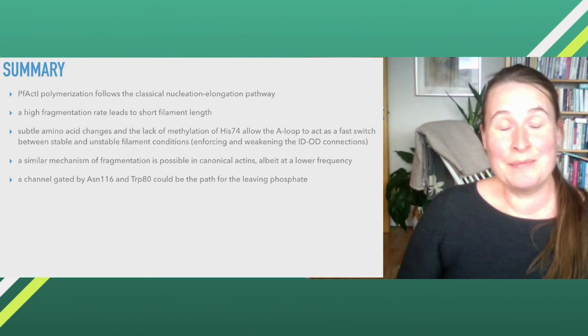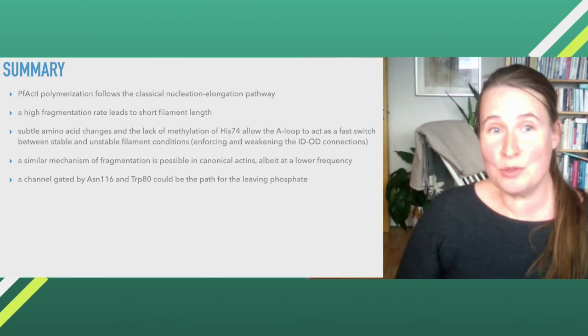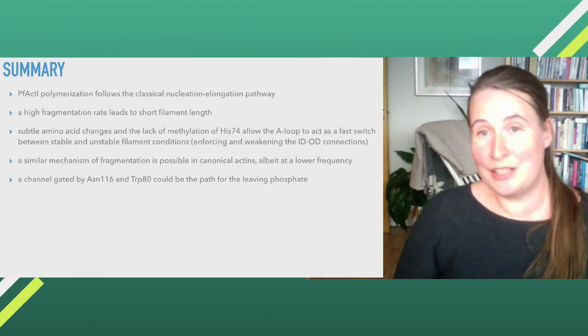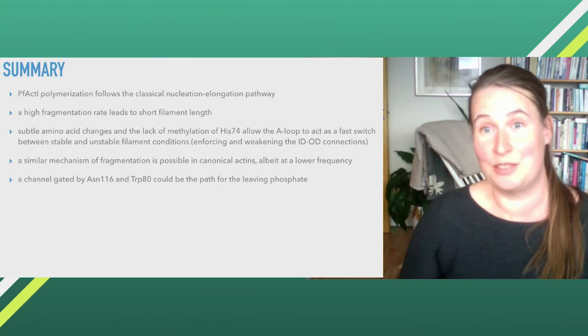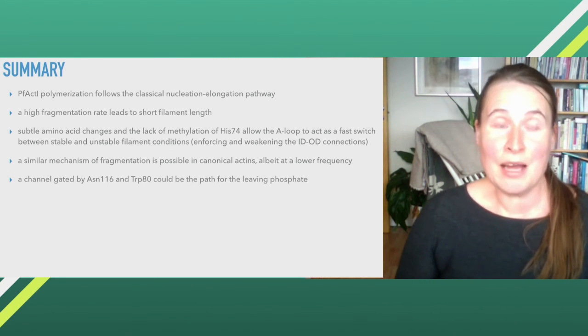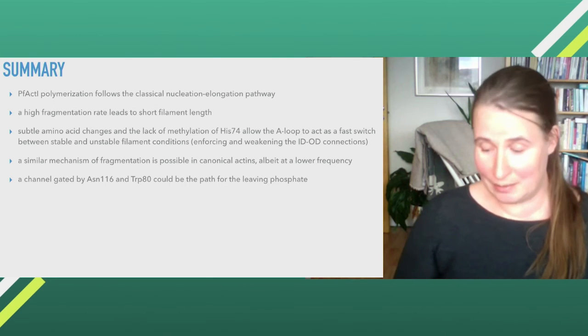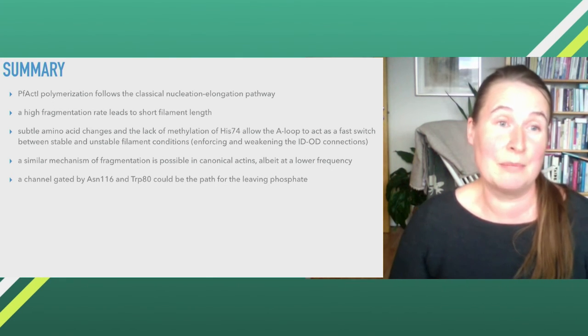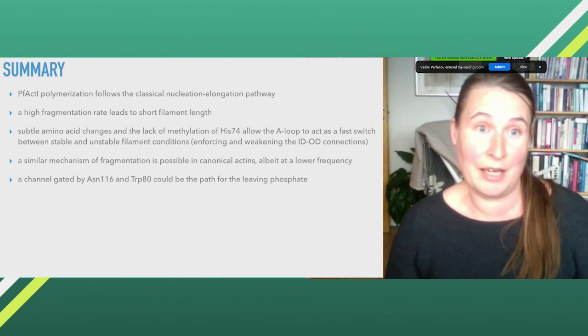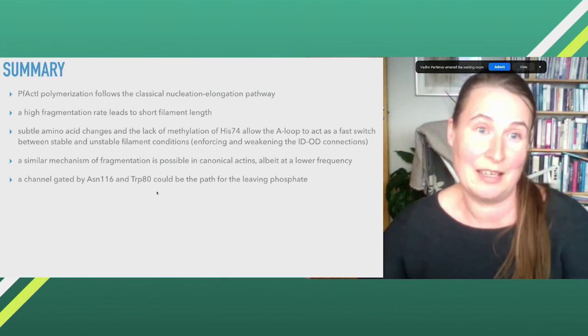So Plasmodium actin follows the classical nucleation-elongation pathway for its polymerization, for its ability to form these long filaments, but it has this mechanism by this A-loop, which leads to destabilization of the filaments and a very high fragmentation rate, which leads to the short filament length.